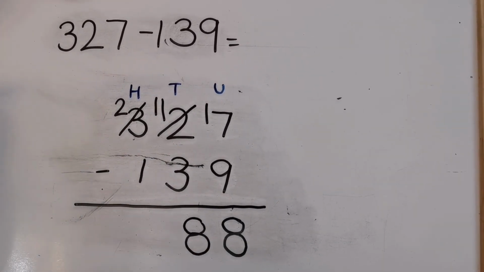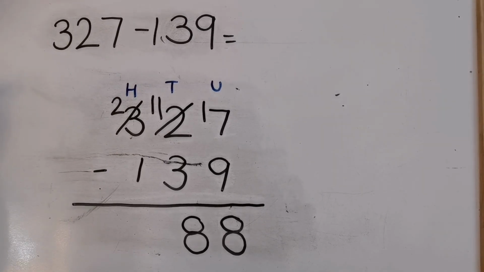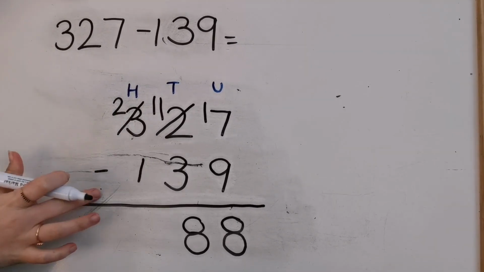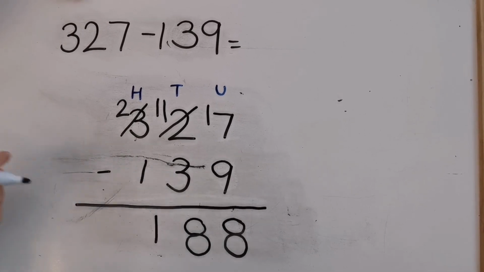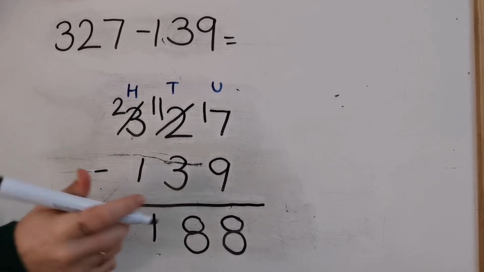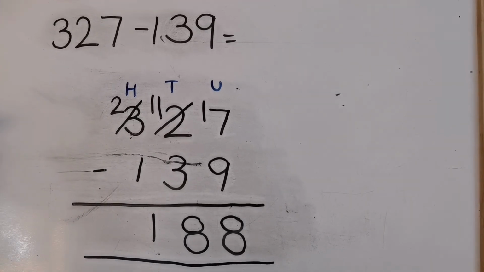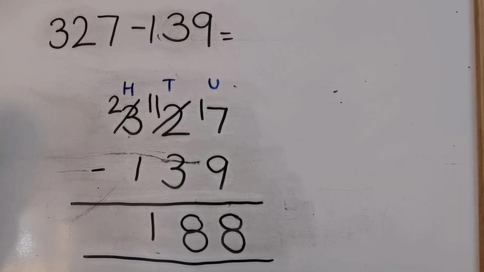Fabulous. Once I'm happy with that, I can move over into my hundreds column. Now I've got 2 hundreds take away 100, nice and easy. 2 take away 1, 1. So hopefully you did get the answer 188 for that problem.